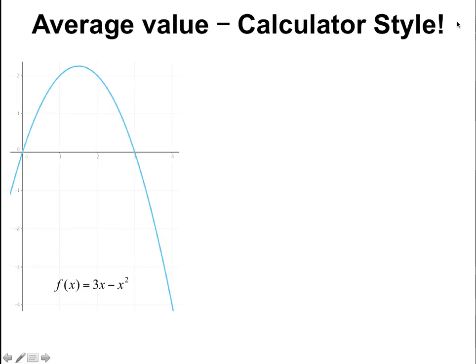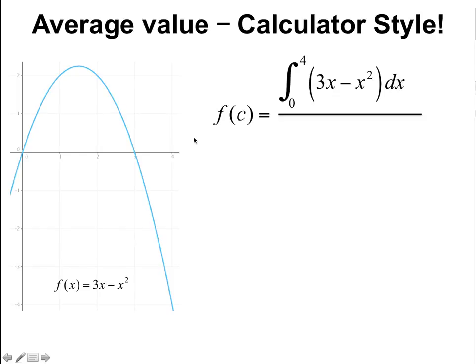Okay, so here's a calculator style question. Here's a function, and I want to calculate the average value from 0 to 4. So from 0 to 4 gives us this region here, and then this region down here. So we're going from 0 to 4 of 3x minus x squared, and then the width of our interval is 4. So this is a math 9. This is a curved shape. We don't have a geometric formula for it.